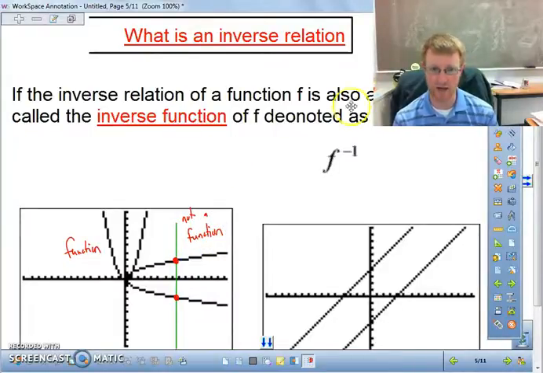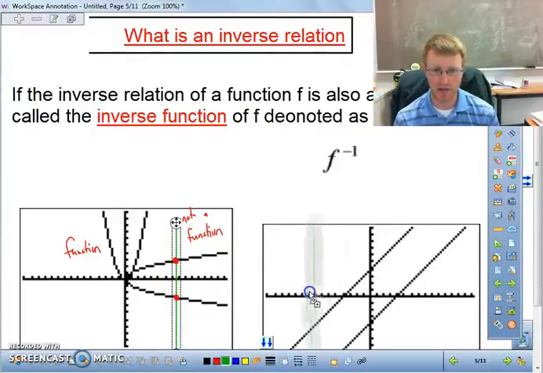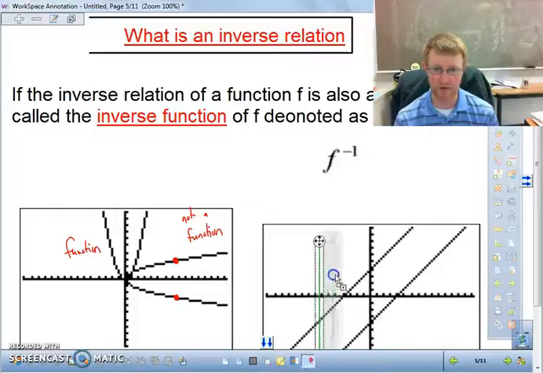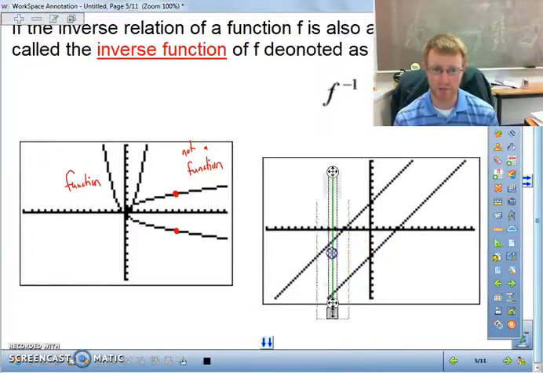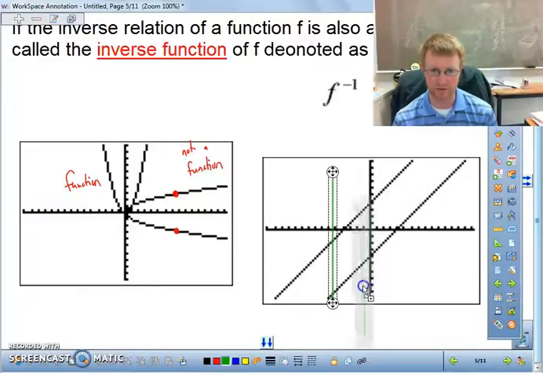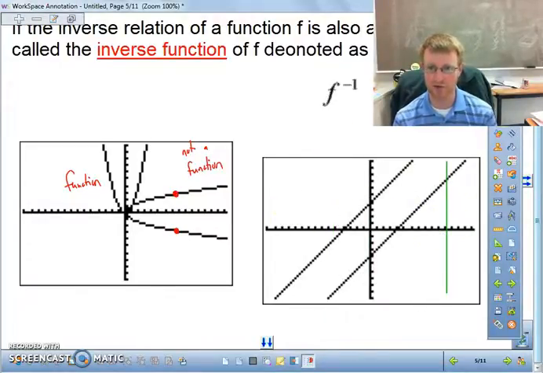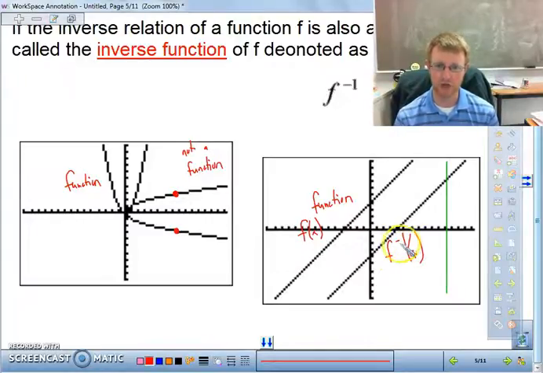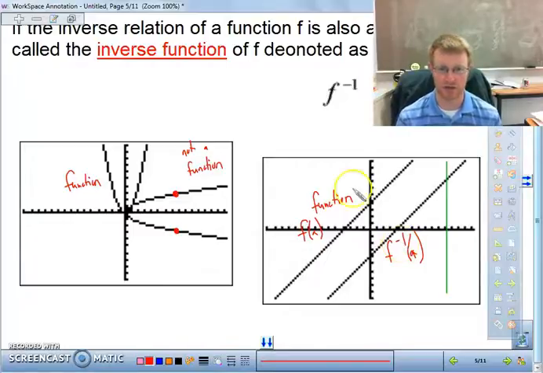Now if I take that same line and go to the one on the right, we're going to call this top line the original. Again, if we move that line back and forth, you can see that it passes the vertical line test on that line. Now if we go to the other line, that also passes the vertical line test. Because they both pass, if we say that this up here is the function, then this down here can be denoted as the inverse function. So if this is f of a up here, then this would be f inverse of a. That little -1 denotes an inverse function.